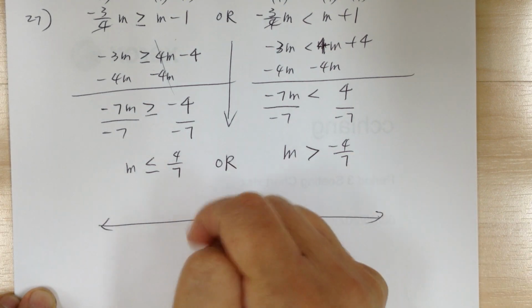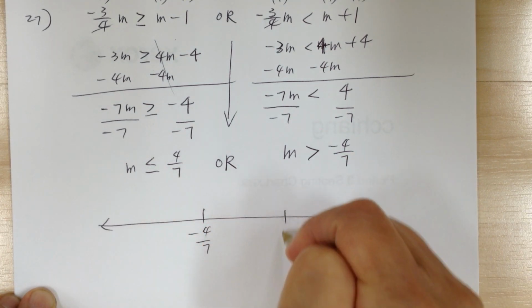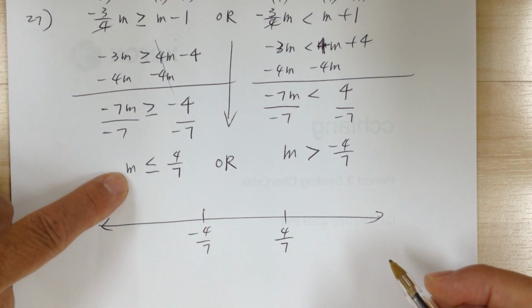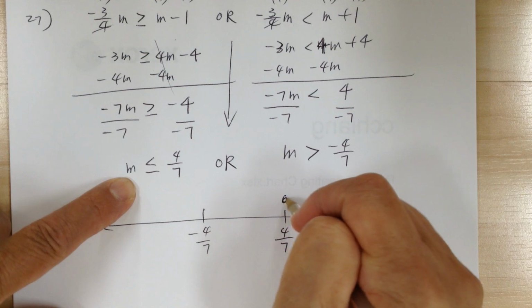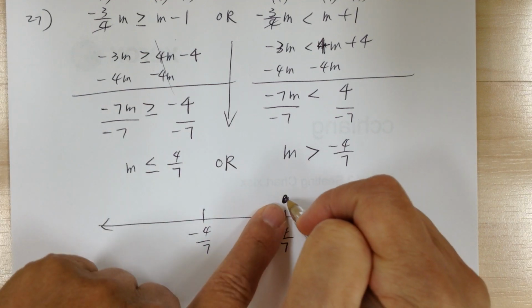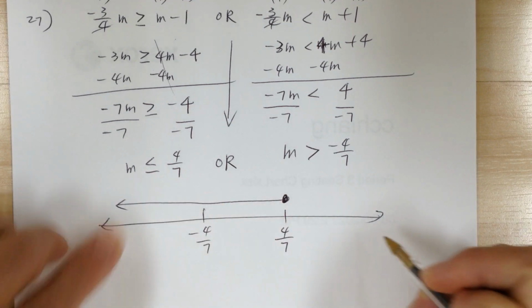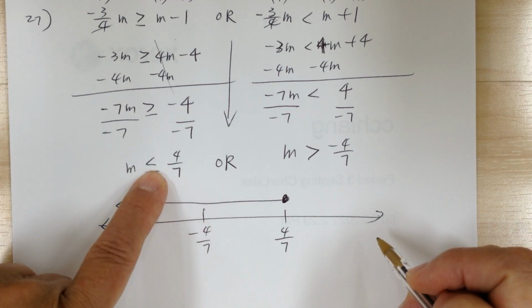So we got two numbers over here, so it would be negative 4 over 7 and positive 4 over 7. Okay, so let's do this one. This one is less than or equal to, so it's a closed circle because there's an equal over here, and it's less than, so it's going to go this way. Okay, so this is the graph for this one.